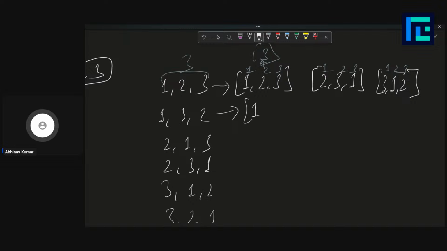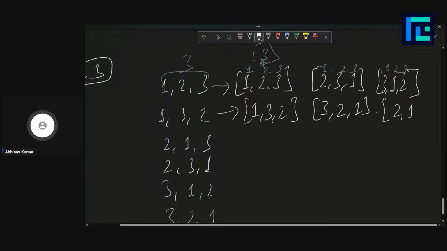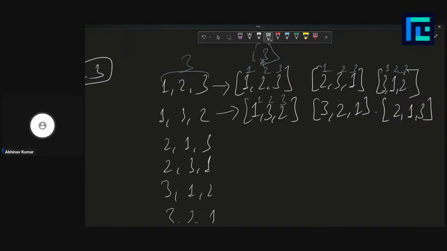For 1, 3, 2, it would shift to 3, 2, 1, which would shift to 2, 1, 3. Here 1, 3, 2 has one fixed point, so its value would be 1. Here you would have 1, 2, 3, so again one fixed point. Here you would have 1, 2, 3 again, so again one fixed point, 1.